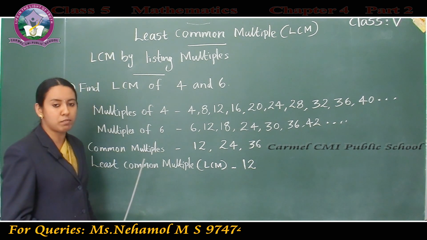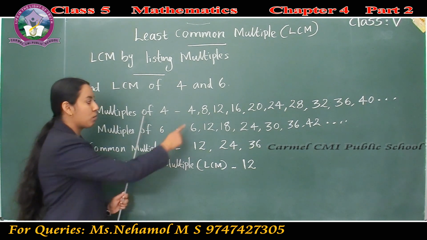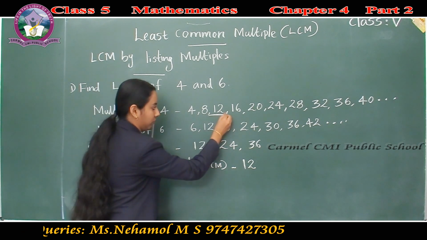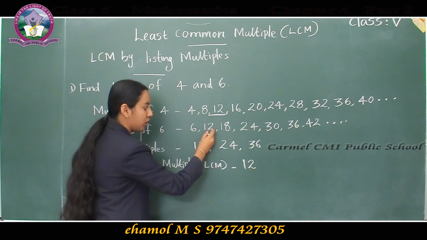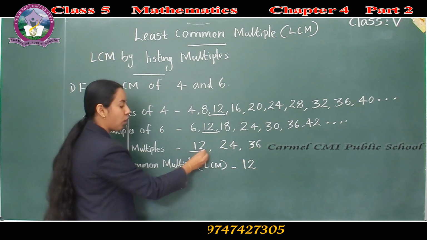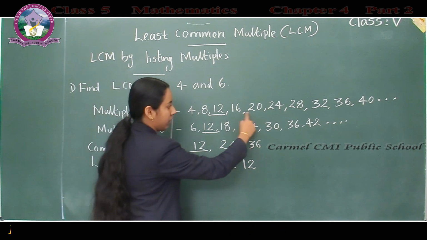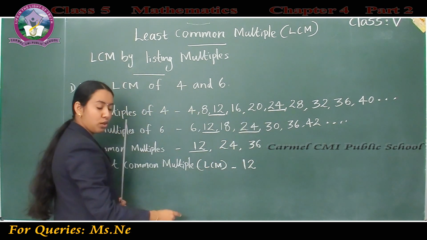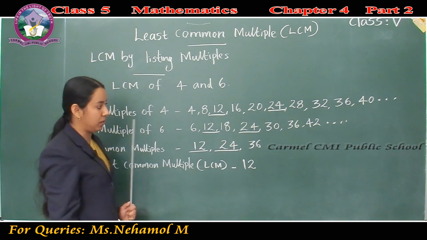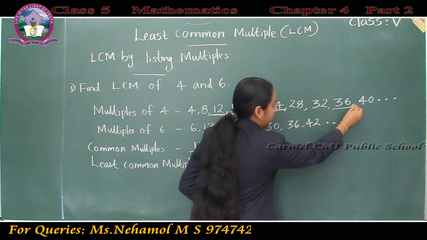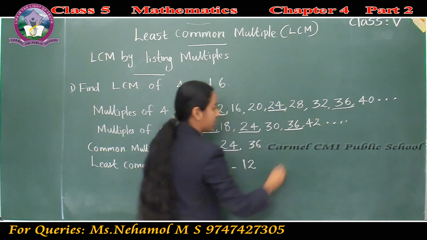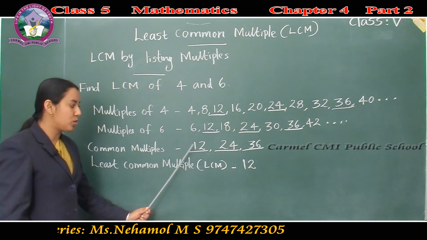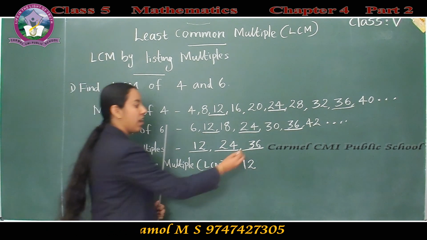Then find common multiples. Common means common in both these two cases. Which are the common numbers? 12 is common. 12 is here, 12 is here. So 12 is a common multiple. Then next one 24. 24 is here, 24 is here. So 24 also a common multiple. Then next one 36. 36 is here, here also 36. So 36 also a common multiple. So 12, 24, 36, etc.